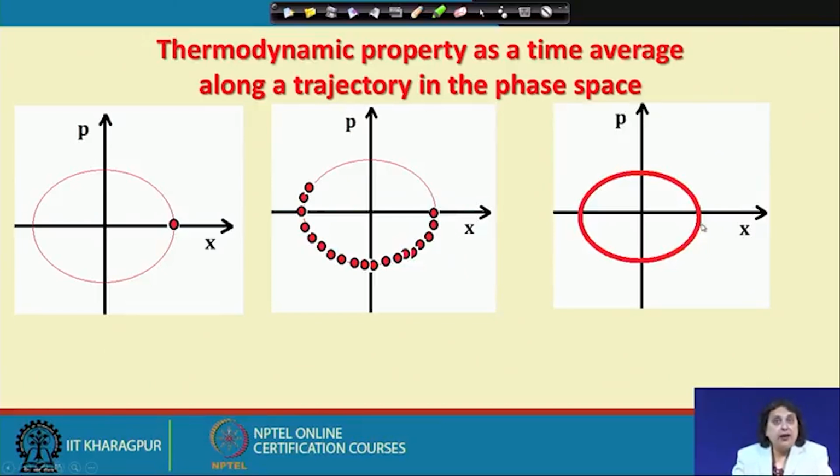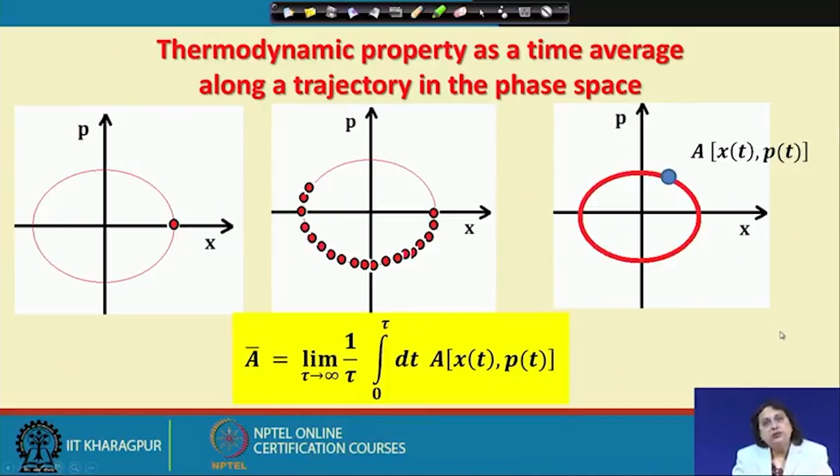And therefore, if I look at the time dependent property of this, what I will find is that at every time t, the microscopic state of the system is represented by a point like this, at which I can calculate the value of A, which depends on x and p obviously. Then I do this measurement up to a time tau, and for every intermediate stage we calculate A and then integrate over tau.